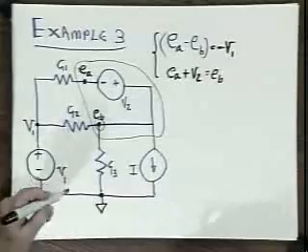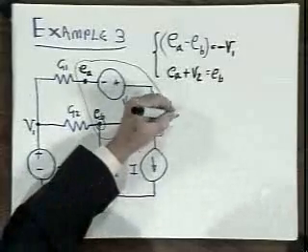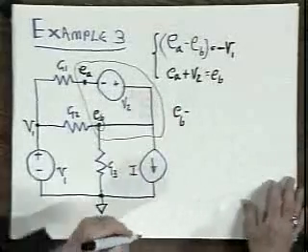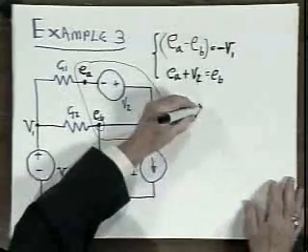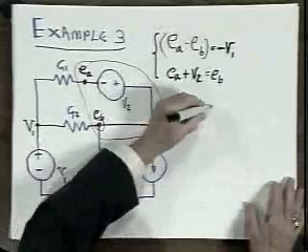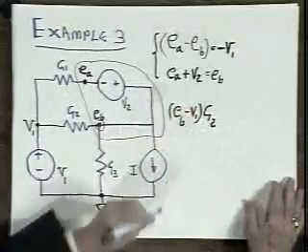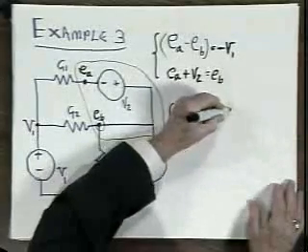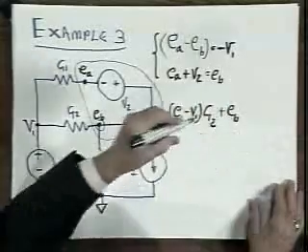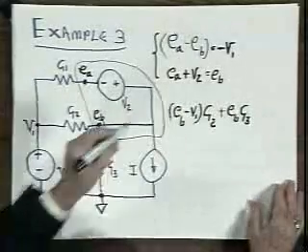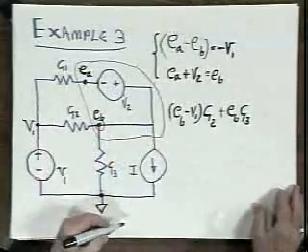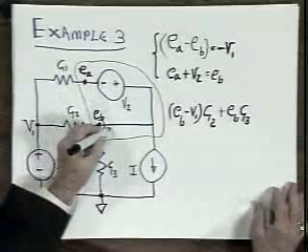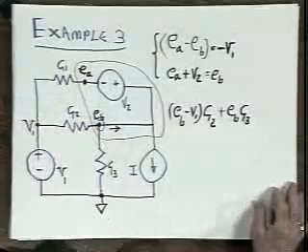Well, the current out through G2 is just E sub B minus V1 times G2. The current out through G3 is E sub B times G3. It's E sub B minus 0 times G3. And now I've got to determine the current out of this node here.